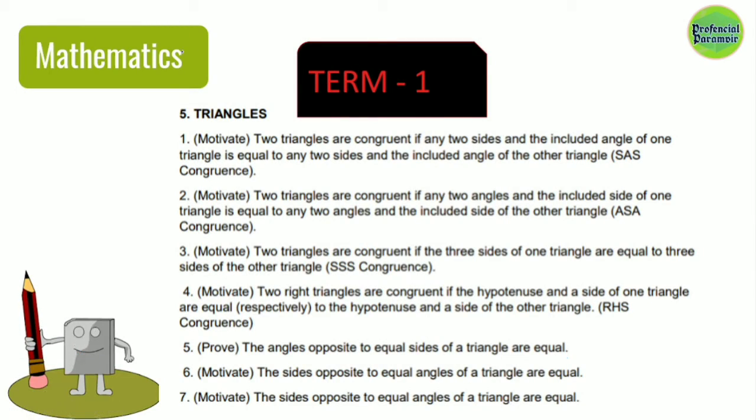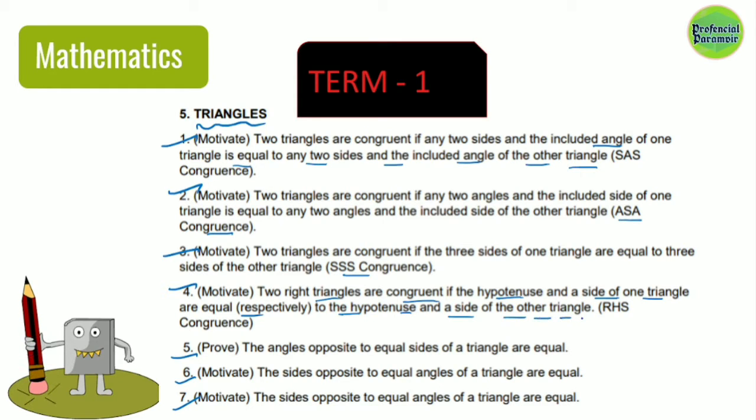Second chapter from unit geometry is triangles. From triangles, these 7 topics are going to come. Triangles are congruent if any two sides and the included angle of one triangle is equal to any two sides and the included angle of the other triangle, SAS congruence. Then we are having ASA congruence, triple S congruence. Then we are having two right triangles are congruent if the hypotenuse and a side of one triangle are equal respectively to the hypotenuse and a side of the other triangle.